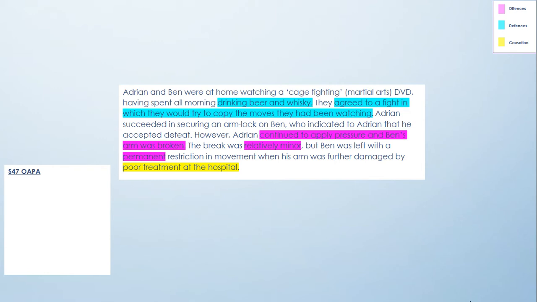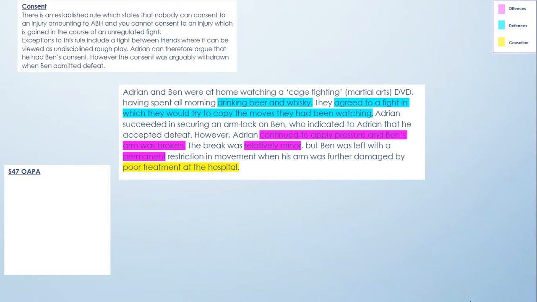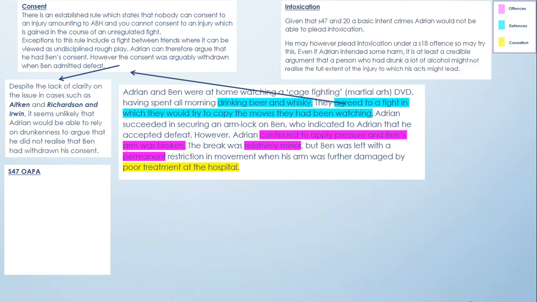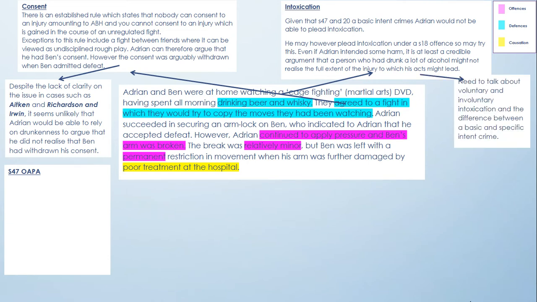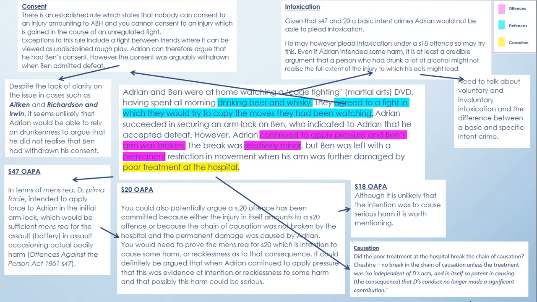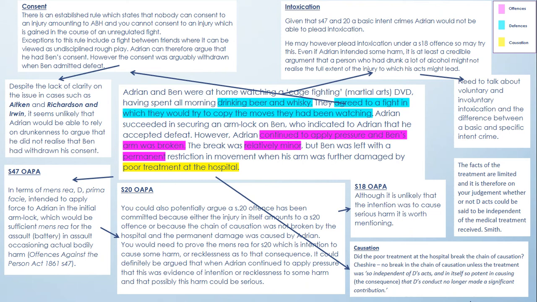Okay, so I've broken that down into offences, defences and causation. First of all, we've got the issue of consent. They agreed to this fight, which, given the cases in Aitken, Richardson and Irwin, is unlikely to let them rely on drunkenness to argue that he didn't realise he withdrew consent. You've got intoxication in that question. You've got voluntary intoxication, which is different from involuntary. You've then got offences against the person, and you've got causation as well. All of that is within this question.